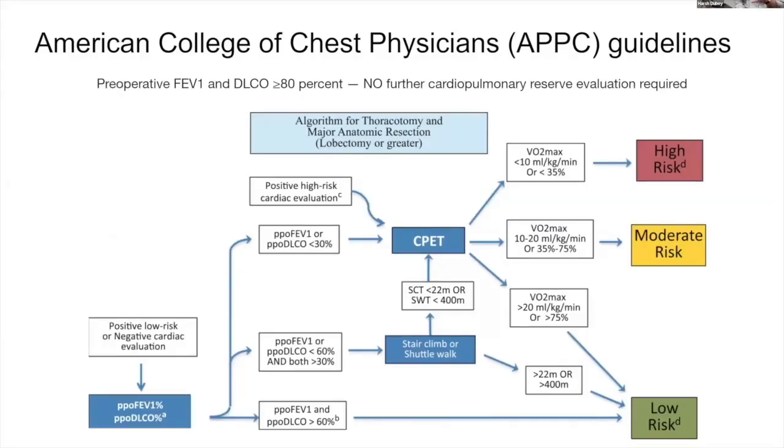For those that fall into somewhere either less than 30 or between 30 and 60, we can risk stratify and either put them through a shuttle walk or stair climb test in the clinic, but some may need CPET, for example, the ones with predicted postoperative DLCO less than 30%. And this risk stratifies them into high risk, moderate risk, or low, high risk being an expected mortality of greater than 10%, and low risk being expected mortality of less than 1%.